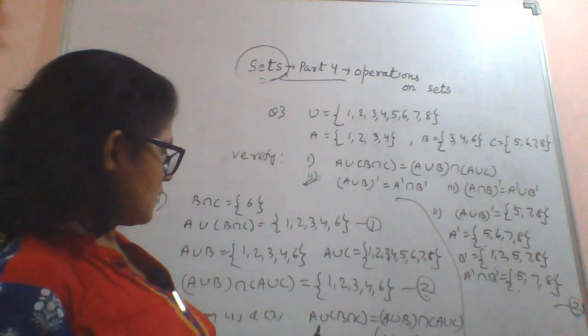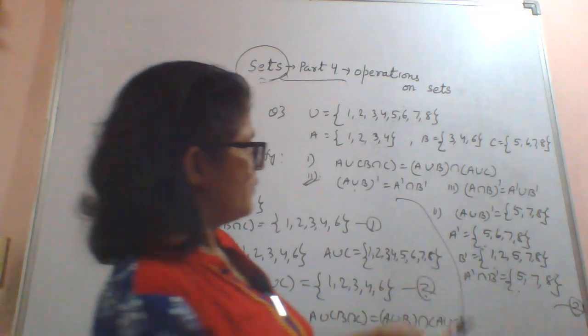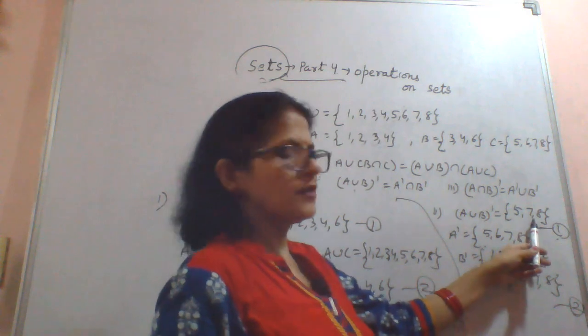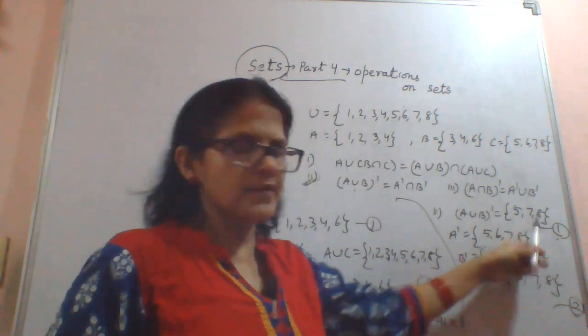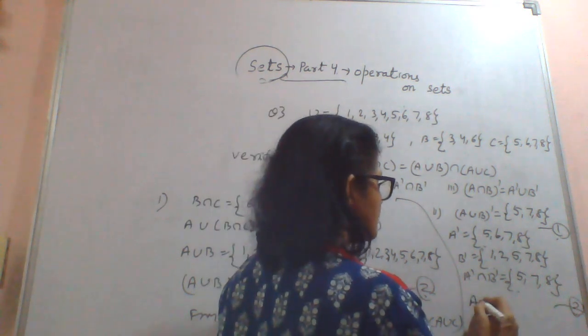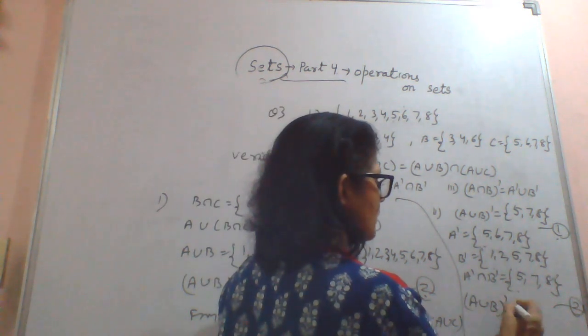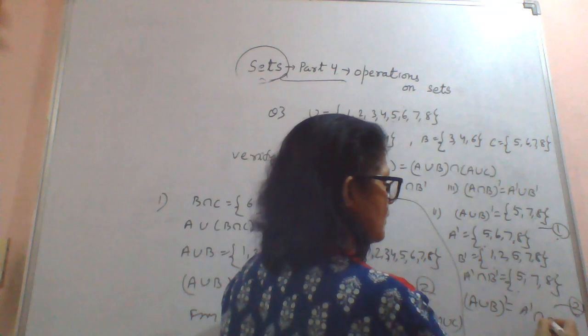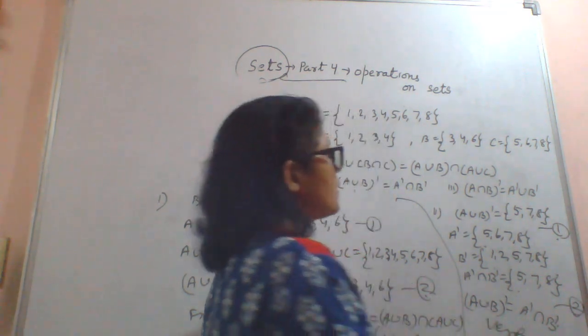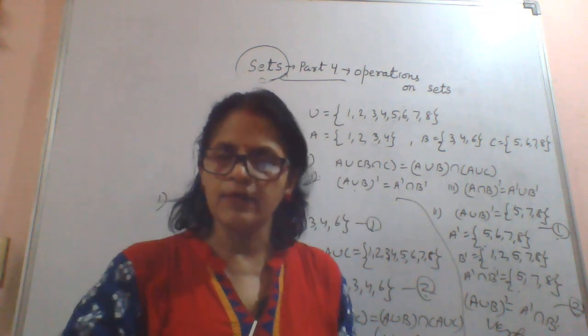So first part you have got, this is first part, (A union B) complement set containing {5, 7, 8}. Now this one is also {5, 7, 8}. It means (A union B) complement equal to A complement intersection B complement. Verified. Similarly, third part you can try and you can verify this.